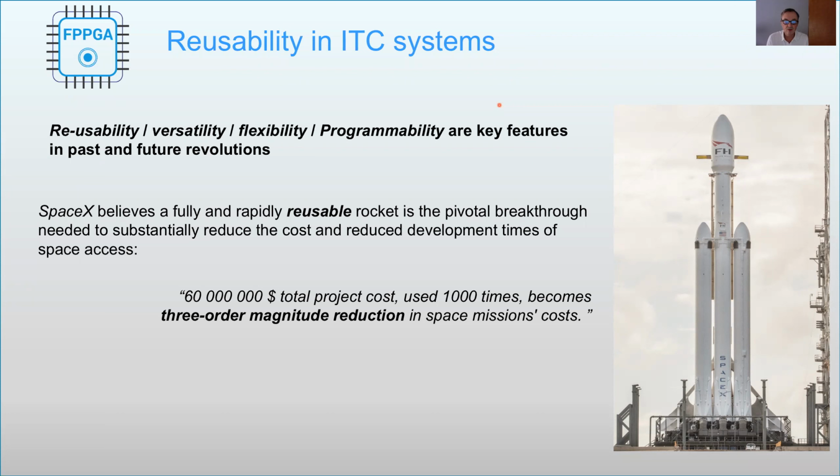this talk is about a particular device and also about an area where we want to make use of reusability. And reusability in information and communication systems is very important because it has been a key aspect in many of the past revolutions. For example, I include here a picture of a SpaceX rocket. SpaceX is actually trying to incorporate reusability into the space industry. This is because great savings are expected if, for example, one rocket can be used 1,000 times instead of once. As a rough figure, a 60 million total project cost used 1,000 times becomes a 3 orders of magnitude reduction in the space mission costs.